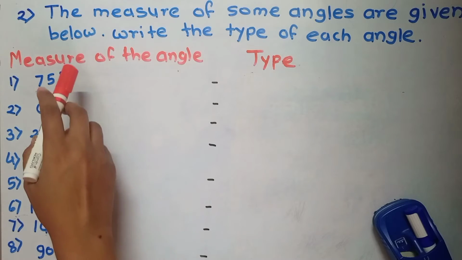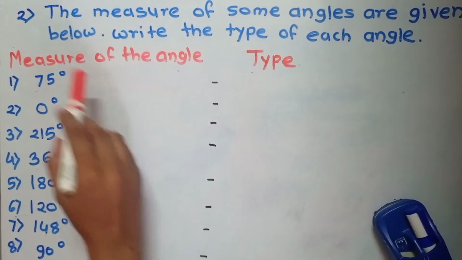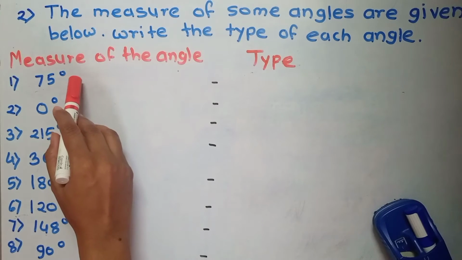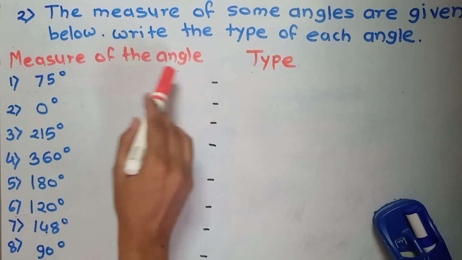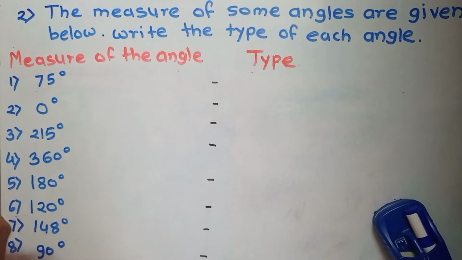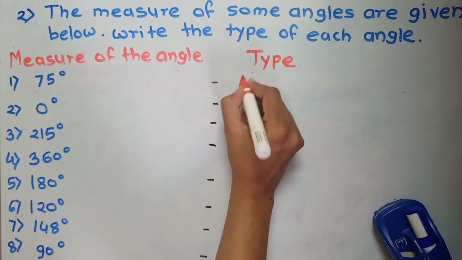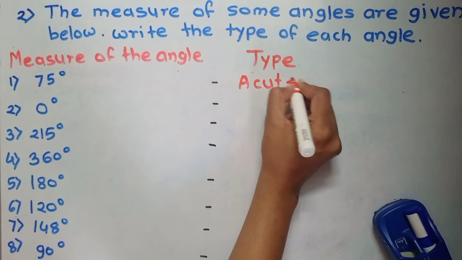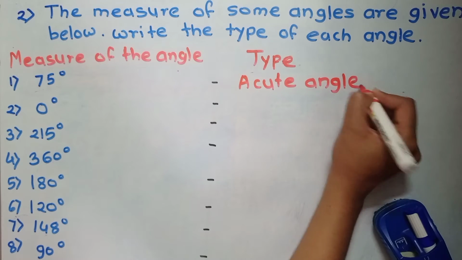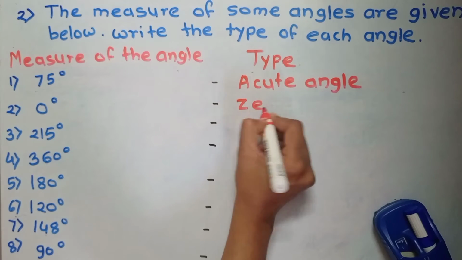Let's see question number 2. The measures of some angles are given below. Write the type of each angle. Here we have given the measure of the angle and you have to write down their types. So first is 75 degree. This is the acute angle because it is less than 90 degree. Second is 0 degree. This is the 0 angle.